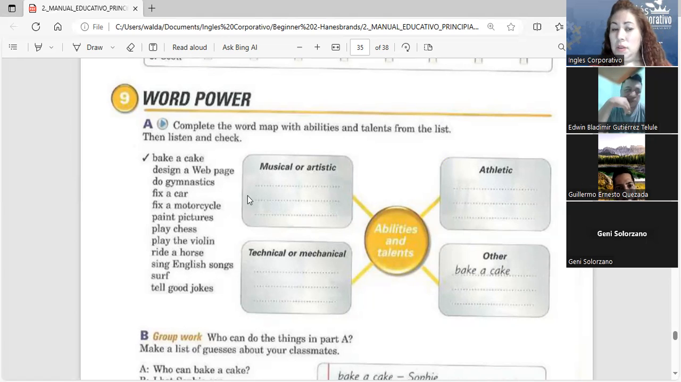It's very easy. In internet, you can design a page because there are free pages for design. Okay. All right. Edwin, can you design a web page? No, I'm learning. Okay, very good.